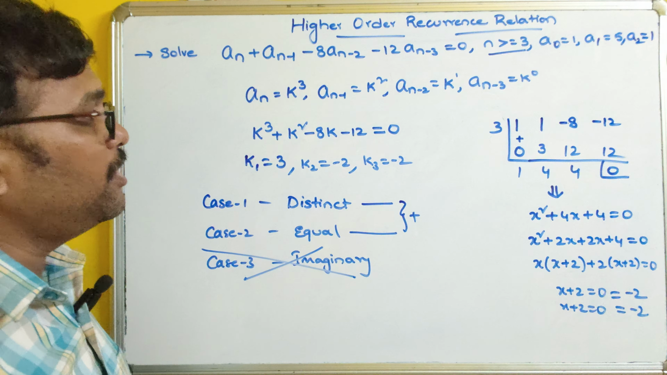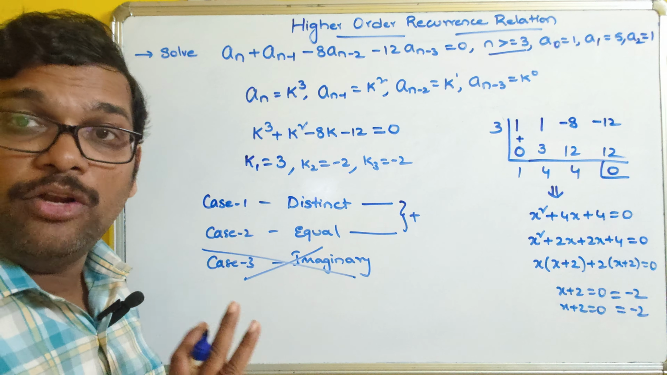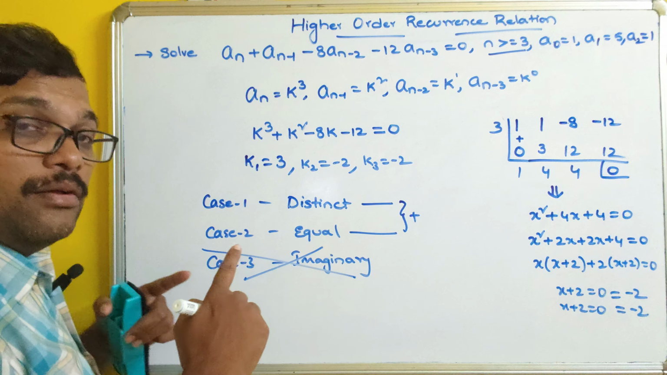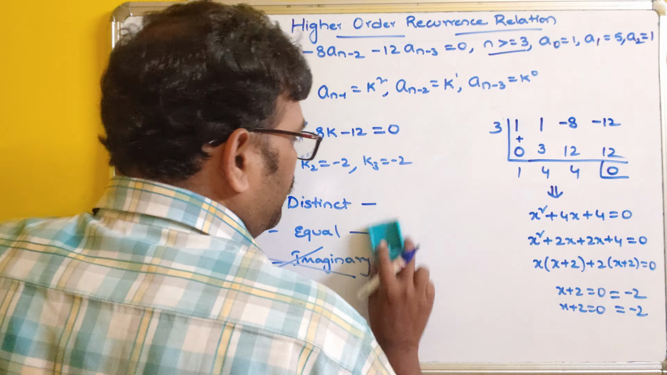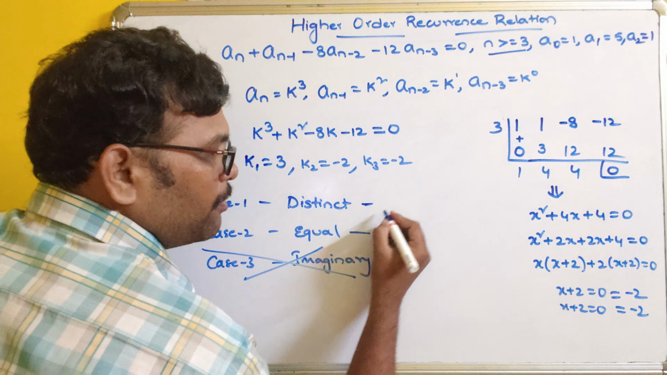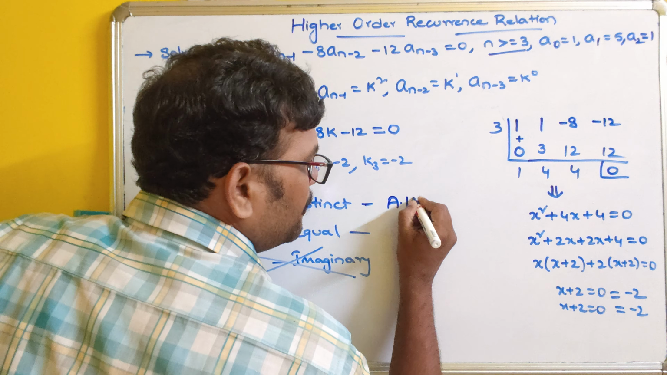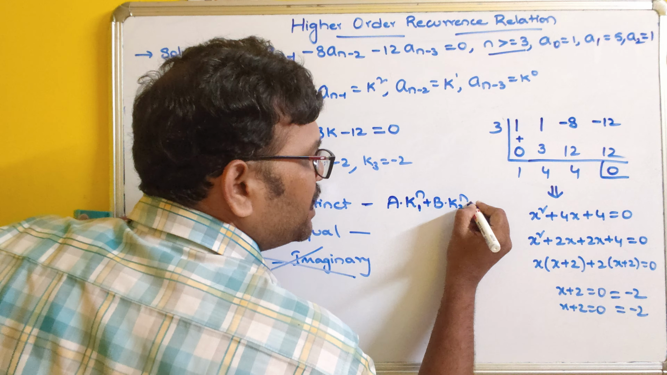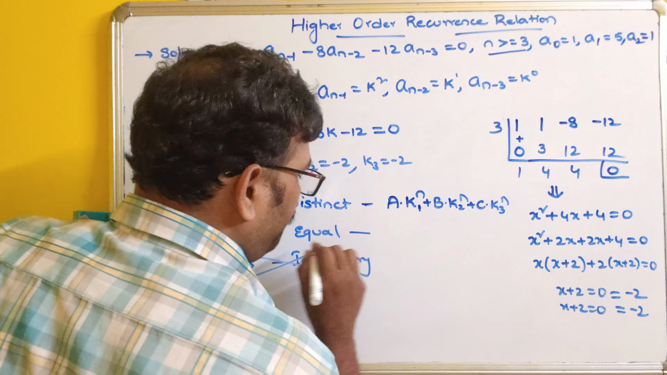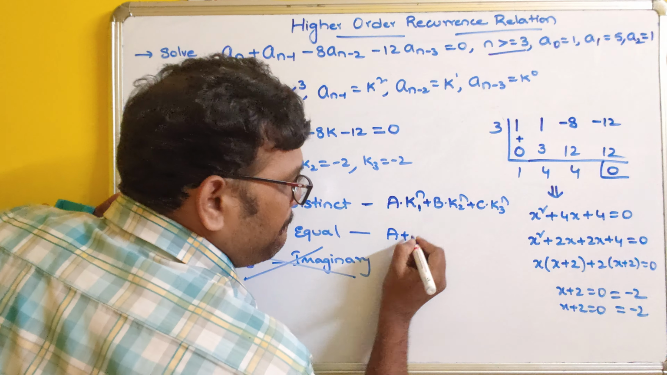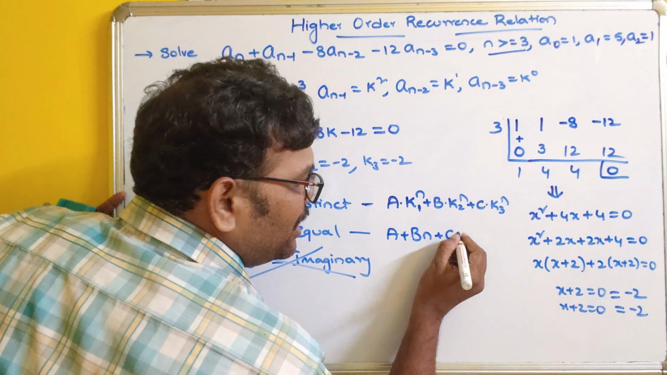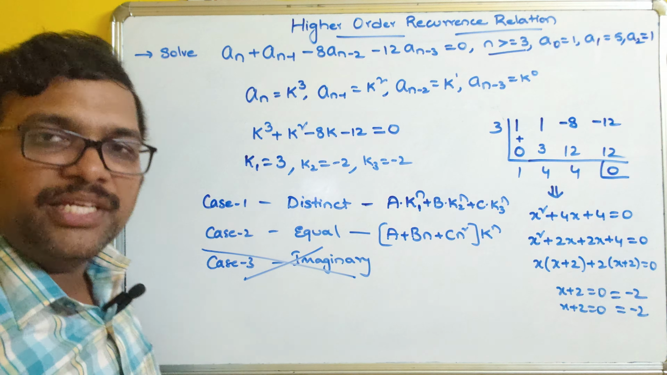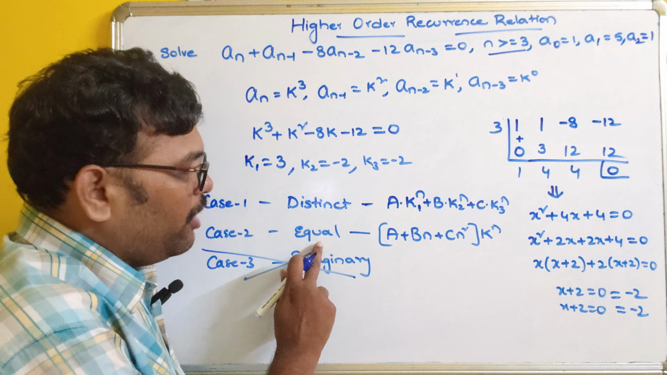You have to write down the formula, because here among three roots, two roots are the same and one root is different. So what is the distinct formula? I'll write the formula here. Distinct formula: a into k1 power n plus b into k2 power n plus c into k3 power n. And the equal formula: a plus b into n plus c into n square, into k power n. So we need to combine these two things, because two roots are equal, we have to use this one.